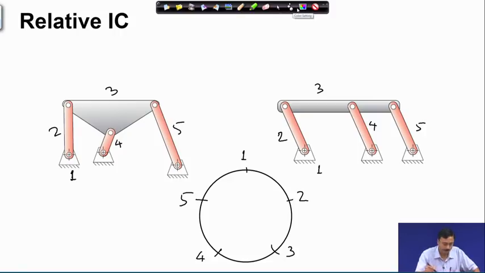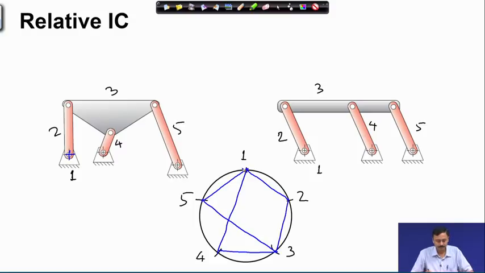Now, let us look at the relative ICs. So, I know I12, I know I23, I know I34, I know also I35, I know I41 and I know I51. Suppose I want to find out what is I13. Now, there are two sets of independent paths, as you can see.